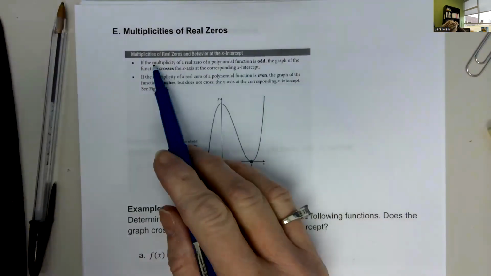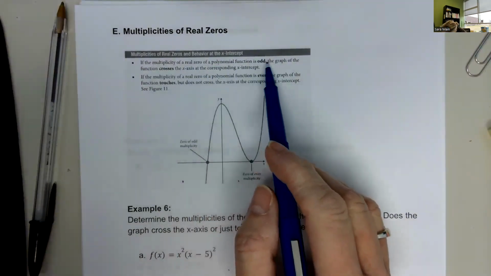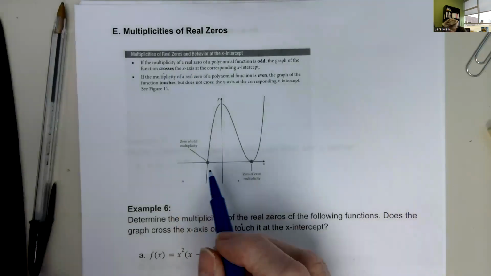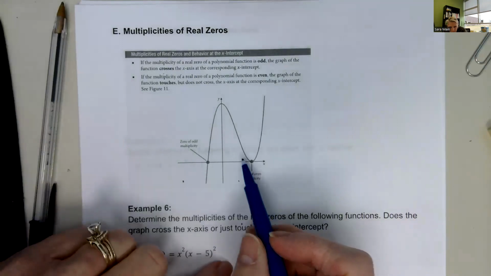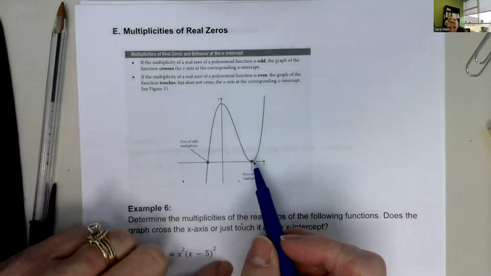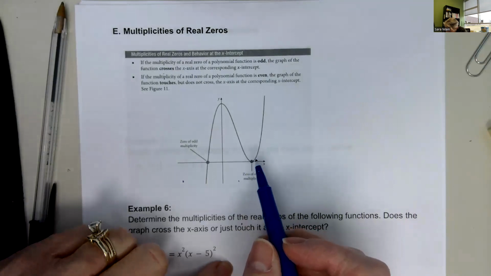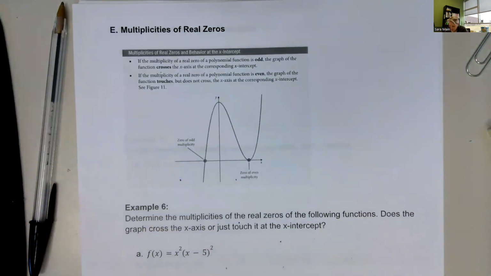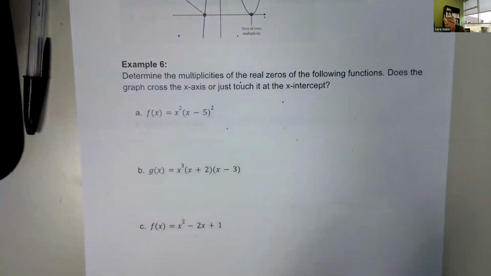If the multiplicity of a real zero is odd, the graph of the function crosses the x-axis. See how it came down and just touched at the x-axis? That's because that factor occurred an even number of times. So let's look at example 6 to think about that.